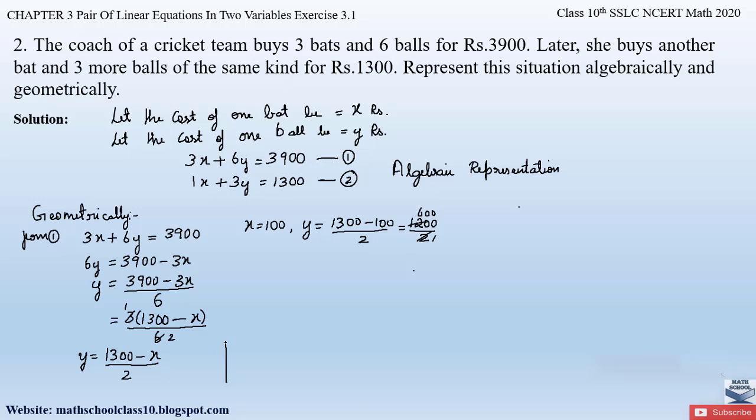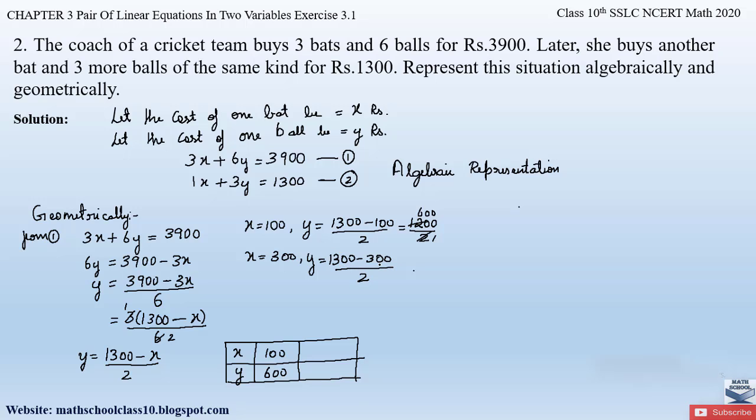Okay, so let us draw the table. This is x and this is y. For x equal to 100, we got the y value as equal to 600. Similarly, now let us put the x value equal to 300. So y equal to 1,300 minus 300 by 2. 1,300 minus 300 is 1,000 divided by 2. So we get the y value equal to 500.